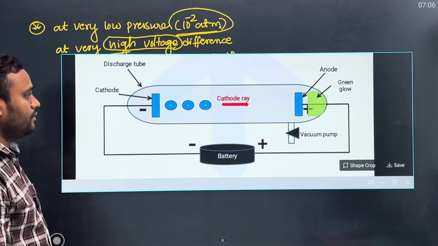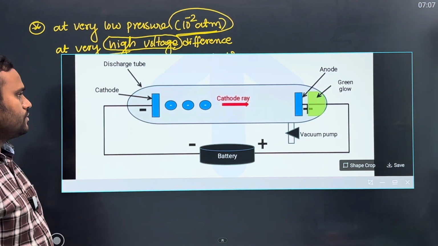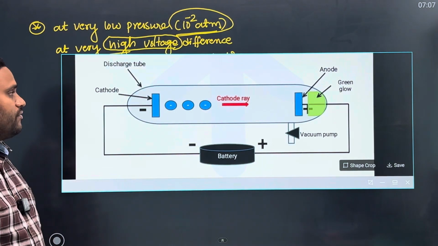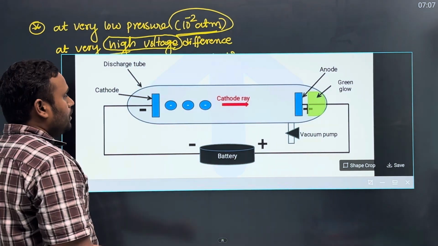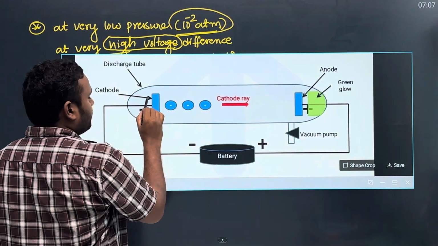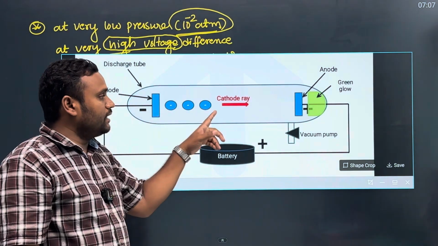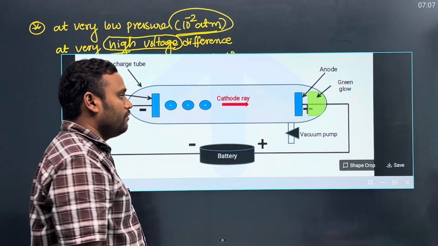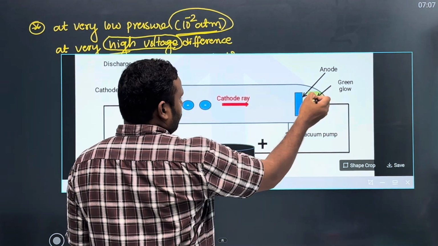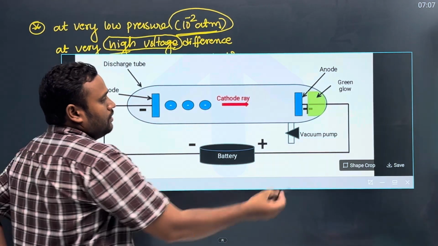So what is happening here: gas is present inside this, and it can conduct electricity. When you perform this experiment at these conditions, we can observe the release of some invisible rays from the cathode, and they are traveling towards the anode. The identity of these invisible rays we can see by using a fluorescent screen, which is made up of zinc sulfide.